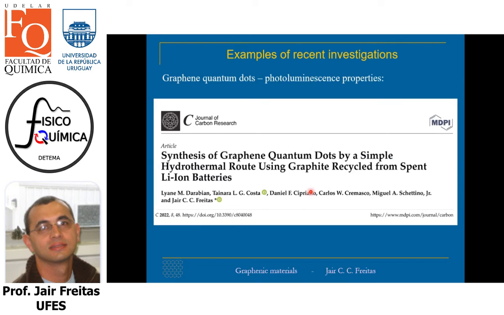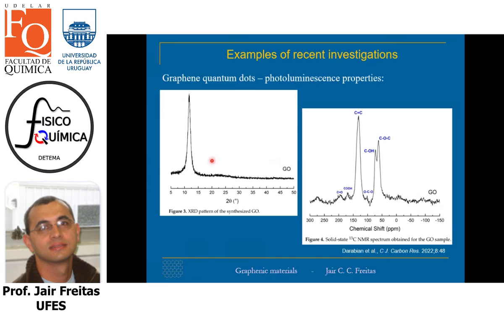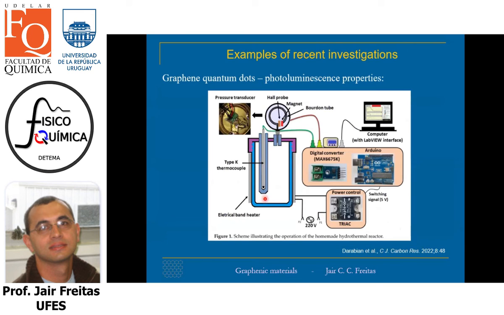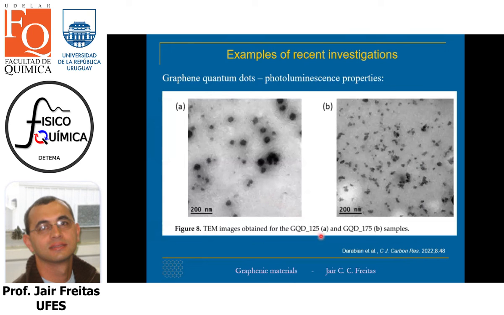In the last few years, we are working also with the production of graphene quantum dots, starting from graphene oxide. Graphene quantum dots have photoluminescent properties. They can be used in fluorescence microscopy, for example. And we use the graphene oxide as a starting point to produce these graphene quantum dots. This is just the characterization of graphene oxide. You see here the typical XRD diffraction peak of graphene oxide and the typical solid-state NMR spectra. And this material was taken to a hydrothermal reactor. In this case, it's a common reactor. And by heat treating the material at temperatures in the range between 120 and 175 degrees, we could produce these graphene quantum dots observed here by TEM.